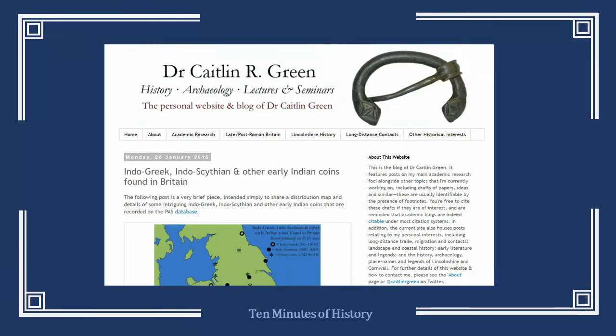In 2015, Caitlin Green wrote a blog post about the finds of ancient Indian and Central Asian coins reported to the PAS. It's a good post, and I'll link to it in the description below. That post included the find from Tenby, and she counted 23 coins in total. Green wondered if they might have arrived here through trade in antiquity.